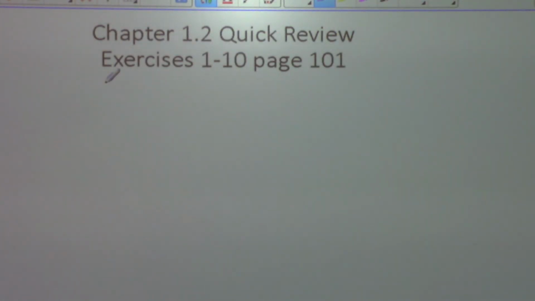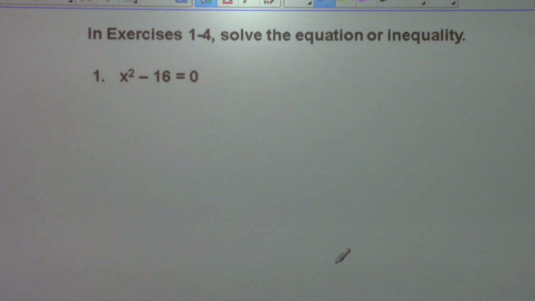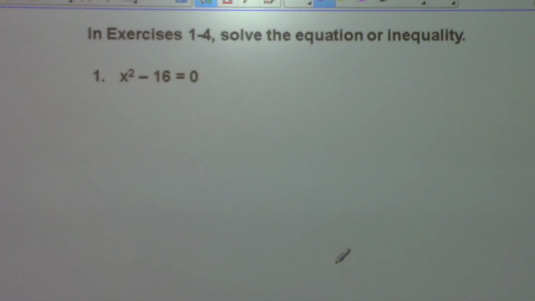We have quick review exercises 1 through 10. These are based on what you should already have encountered at some point in your algebra career, so we're just going to go over this today. The first one we have, exercises 1 through 4, solve the equation or inequality.